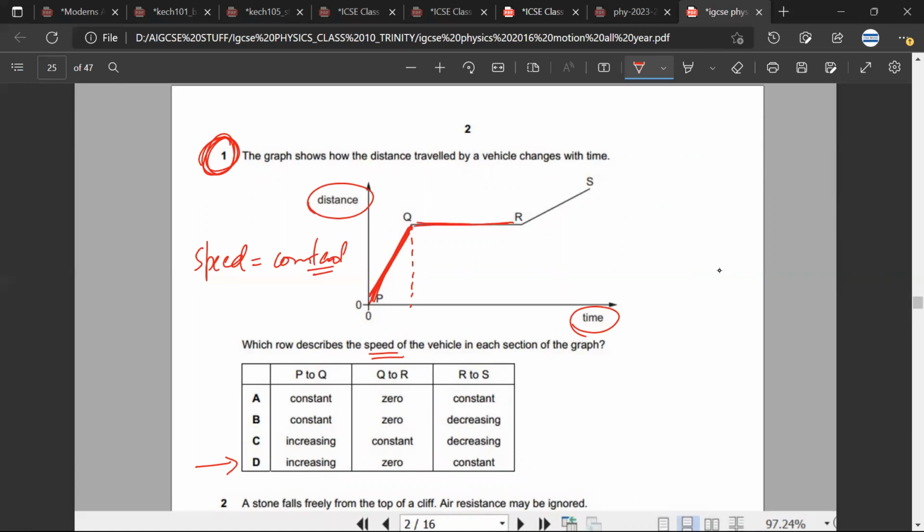If we look at QR, my slope is zero. So from PQ, the speed is constant. But in QR, the speed is zero. Do we agree? Yes, sir. And then again, in RS, it is constant. Do we agree? Yes, sir. So constant, zero, constant. So the best answer is A. Chris, do we agree? Yes, sir.